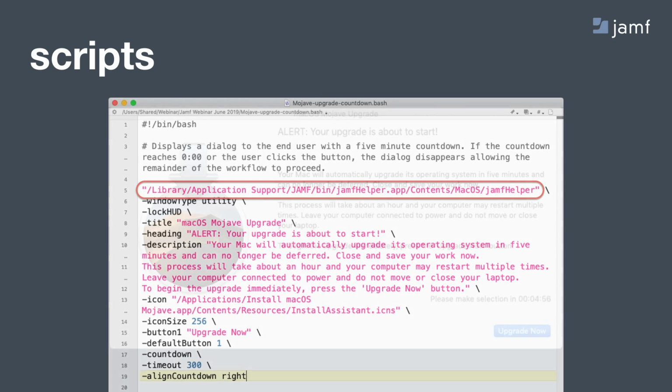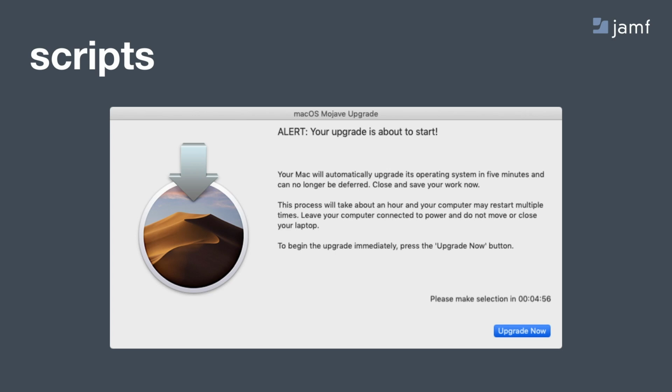And here's what it looked like when it ran. It didn't cover the entire screen, and it allowed the end users to follow its instructions to close and save their work. The countdown timer that Jamf Helper displayed was also very persuasive. They had 5 minutes before the upgrade started automatically. They could click the upgrade button at any time. What they couldn't do was close the window. It was going to be tough love.